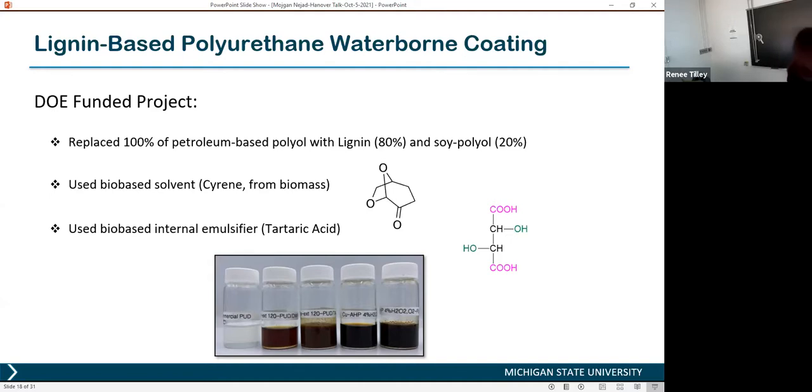We were able to replace 100% of the petroleum-based polyol with lignin, 80% lignin and 20% soy polyol to make it much more flexible. Most of them are bio-based. We use a bio-based solvent, silane, which is also produced from biomass. And then we also use tartaric acid, another bio-based emulsifier, which is found in fruits like citrus and bananas. Entirely bio-based formulation, only using petroleum-based isocyanate in this case. We formulated these coatings, and DOE was very happy with this result.